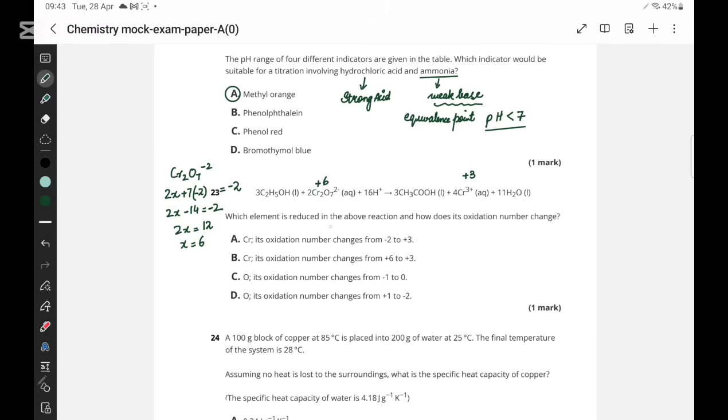They are saying which element is reduced. So chromium is reduced because its oxidation state changes from +6 to +3. So the right answer is going to be B.